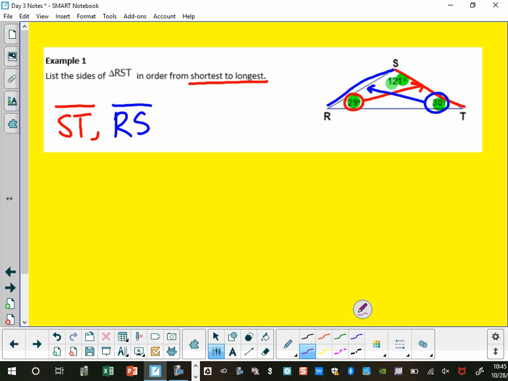Alright, my longest side is going to be what? RT. I know that because it's directly across from my largest angle. So RT is my longest side. So I just went from shortest side to longest side, all because I know it's based on my angles. If I were you, I would circle them and draw an angle directly across. We'll practice that more in a second when we do our class work.